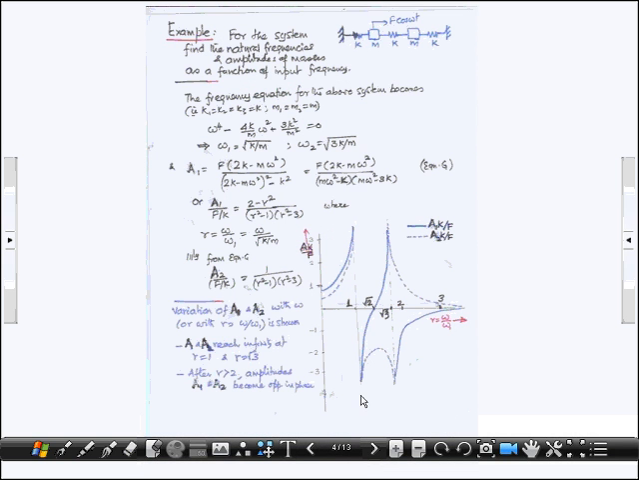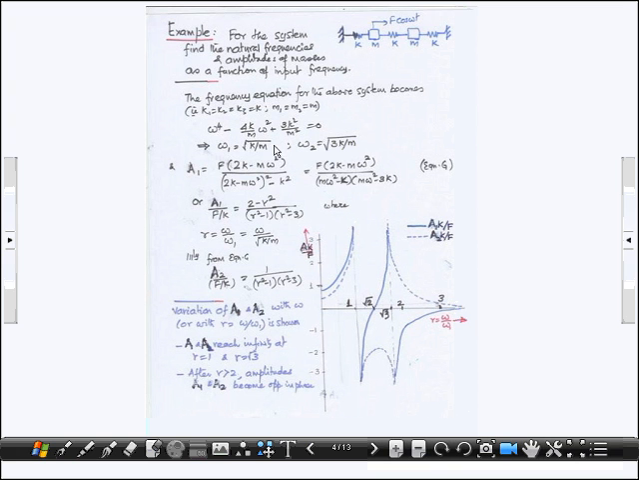We will take one simple example where the masses m1 and m2 are both equal to m, and the three spring stiffnesses are all equal to k. In this particular case, as we have seen earlier, the frequency equation reduces to this form, from which you get omega 1 to be root k by m, the fundamental frequency, and the second natural frequency omega 2 is root 3k by m.